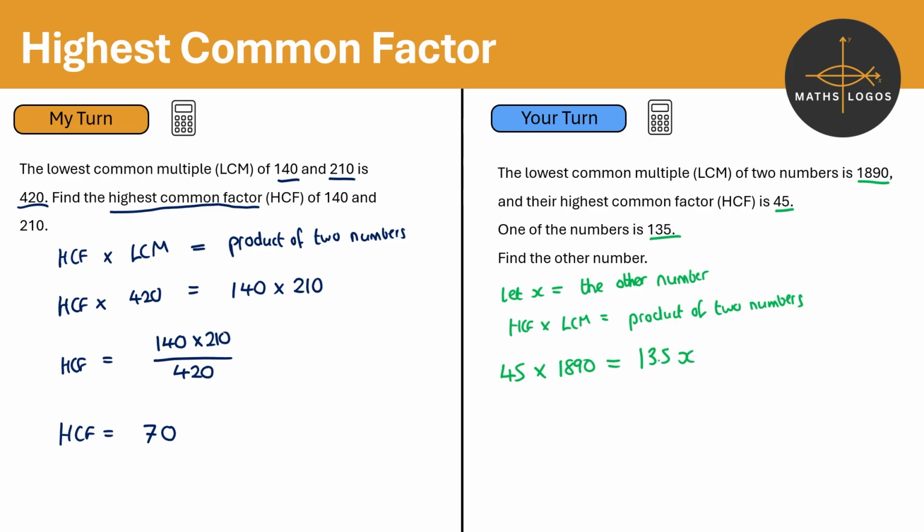And the last thing we have to do is find the other number. So all I'm going to do is I'm going to divide each side by 135. And that's going to give me x, which is our other number. I'll do 45 multiplied by 1890. I'll divide that by 135. And that gives me my answer. And I'll type that in my calculator. And that comes out as an answer of 630.